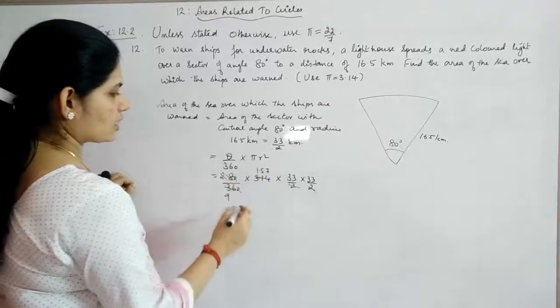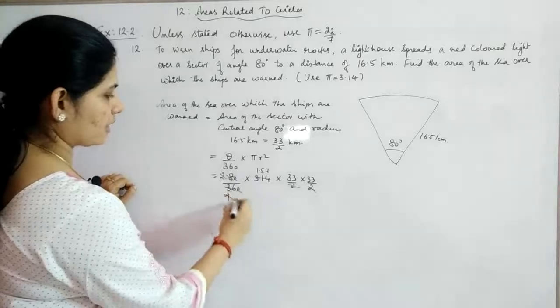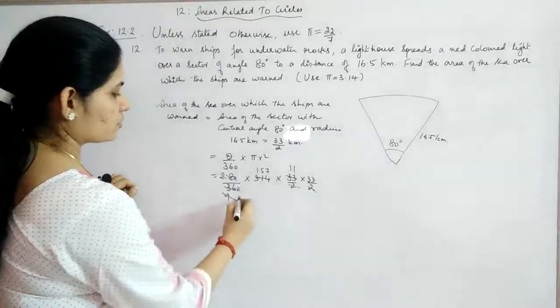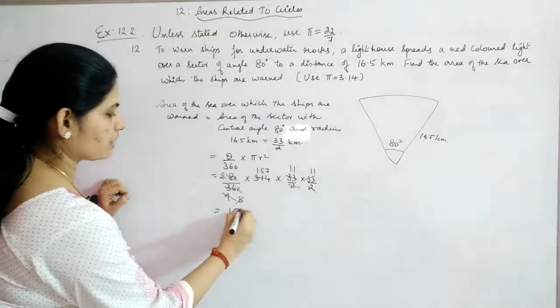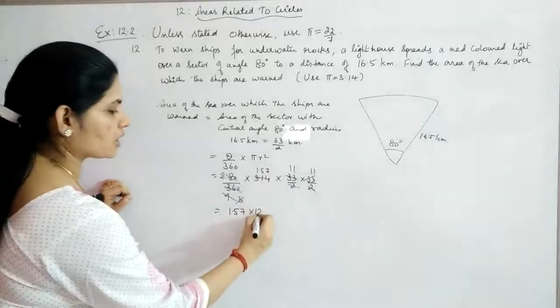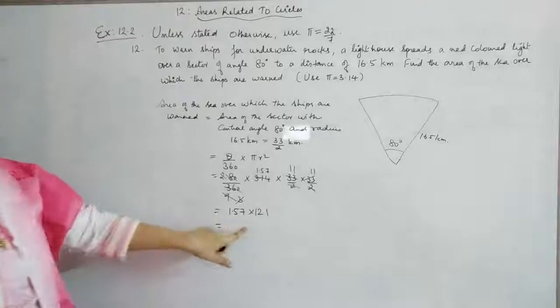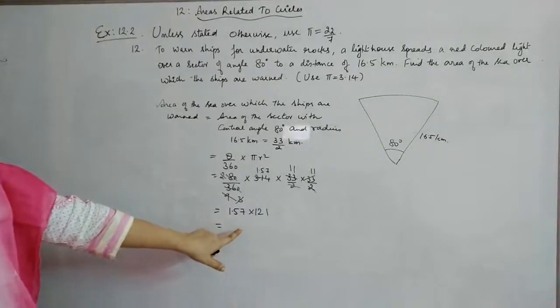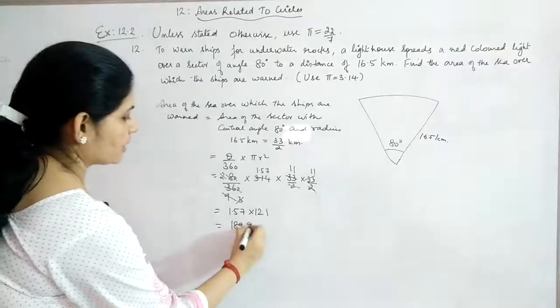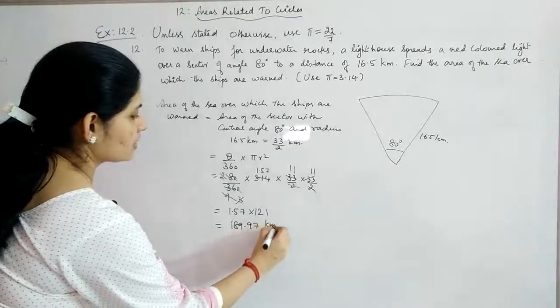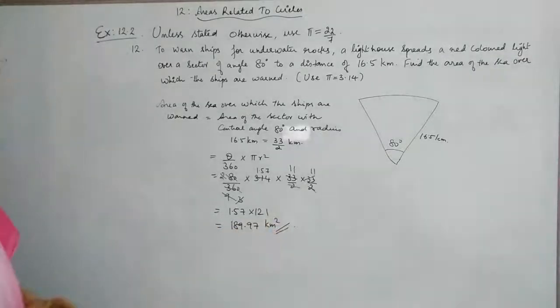This 2 and 2 get cancelled, so you have 9 here, so 3 11. So in total you are getting 1.57 into 11 into 11, which is 121, and the multiplication of these two is giving you 189.97. The unit is kilometer square. So this is the area where the lighthouse is giving the red colored light. Okay.